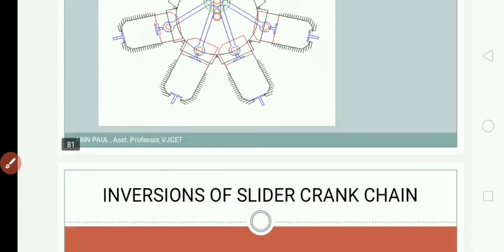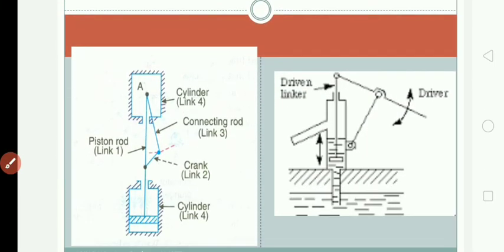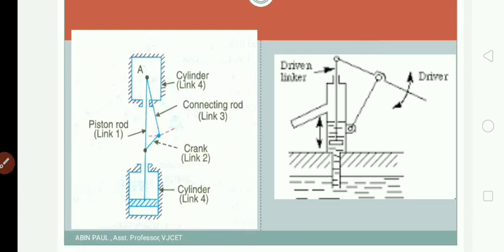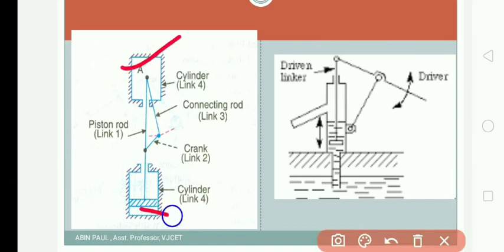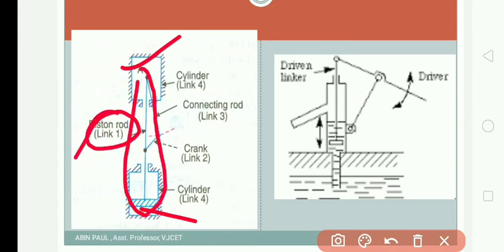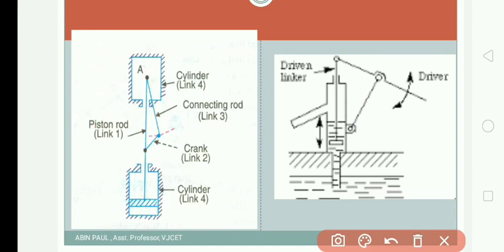Now the next one is the bull engine or pendulum pump. This is another inversion of the single-sided crank chain. Here we are fixing the cylinder. You can see the cylinder. This cylinder is fixed, that is acting as the fixed link. Then we have link number 1, which is this particular element, the piston along with the piston rod. Then we have the connecting rod, which is link number 3, and we have the crank, which is the rotating member, link number 2. So here the cylinder is fixed.